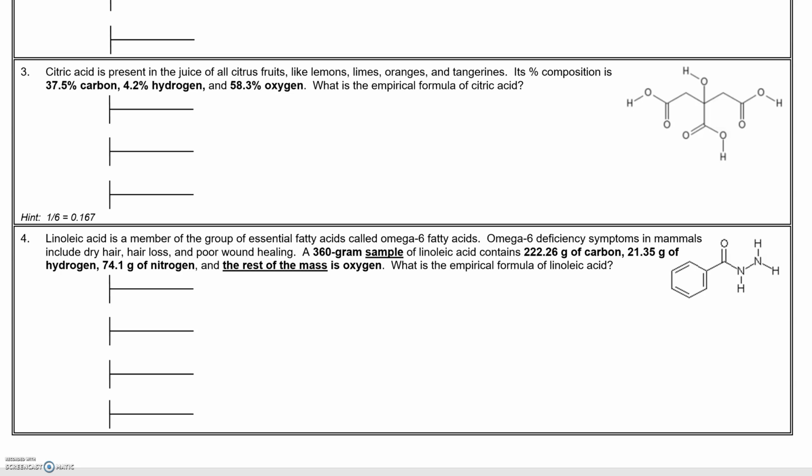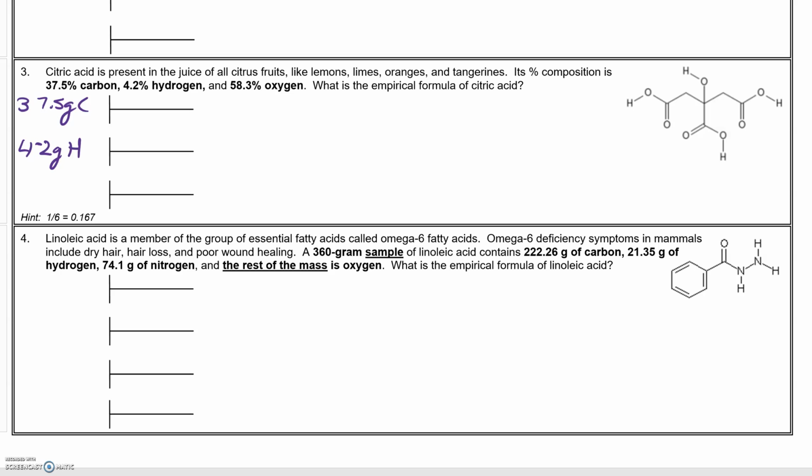Okay, once again, this is the same worksheet. I'm going to go ahead and do problem number 3 here. Citric acid is present in the juice of all citrus fruits like lemons, limes, oranges, and tangerines. Its percent composition is 37.5% carbon. So go ahead and start writing it as you're reading it, okay?